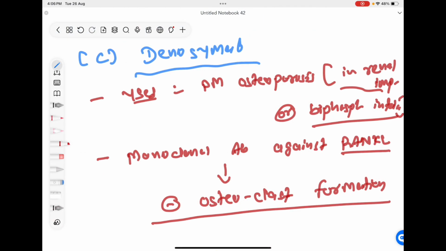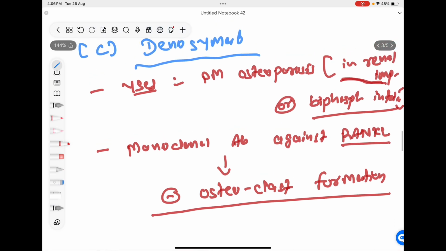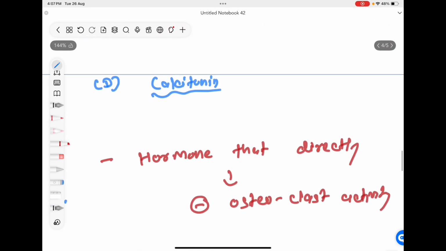Option C, denosumab, is used in postmenopausal osteoporosis, but especially in renal impairment or biphosphonate intolerance. So remember that use. Denosumab is a monoclonal antibody against RANKL, which inhibits osteoclast formation. It's not usually first line due to higher cost and risk of rebound fracture on discontinuation. So option C is also not correct.